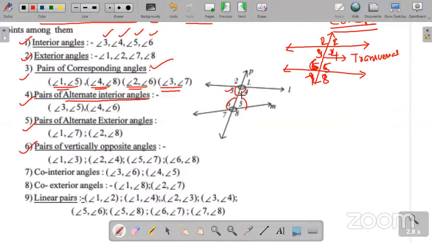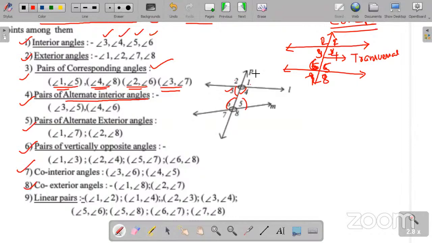Vertically opposite angles are always equal. So now 3 and 6 are co-interior angles. 4 and 5 are also co-interior angles. So next, 1, 8 and 2, 7 are called co-exterior angles.